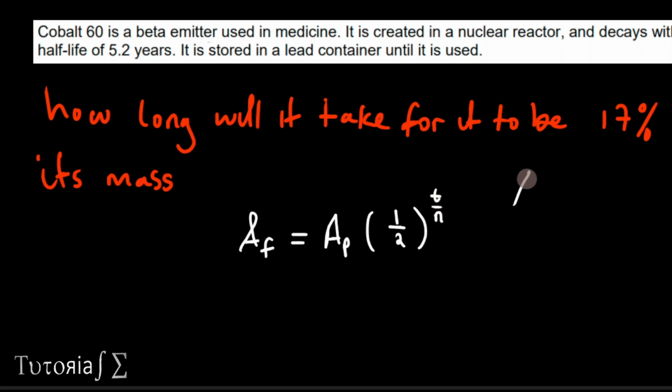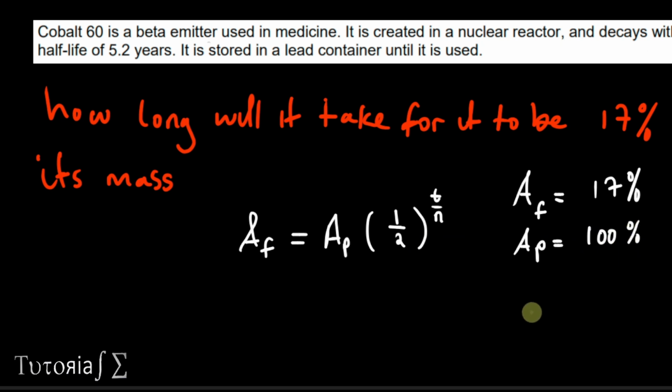Are we able to identify the future value from this question? The future value is supposed to be 17% of 60. No, it's just 17%. Just 17%, that's the future value. And what would be the present value? 60? No, it's 100%.